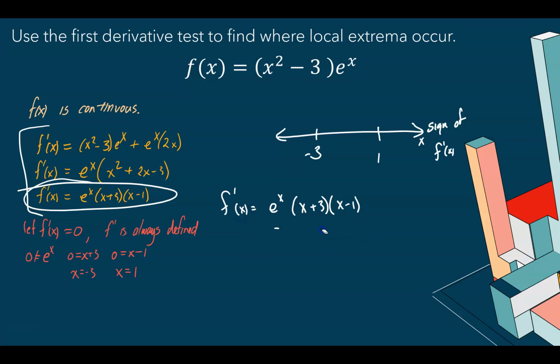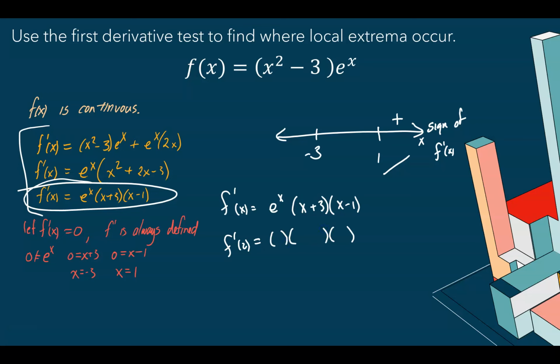So, if you choose a number greater than 1, e to the x, I don't know, e squared is going to be positive. So let's think, we're thinking f prime of 2. e to the second is positive, 2 plus 3 is positive, and 2 minus 1 is positive. So we get a positive times a positive times a positive is positive. Do you see how we're doing that without really doing work? I'm writing this, so hopefully you can follow, but we really shouldn't be writing anything.